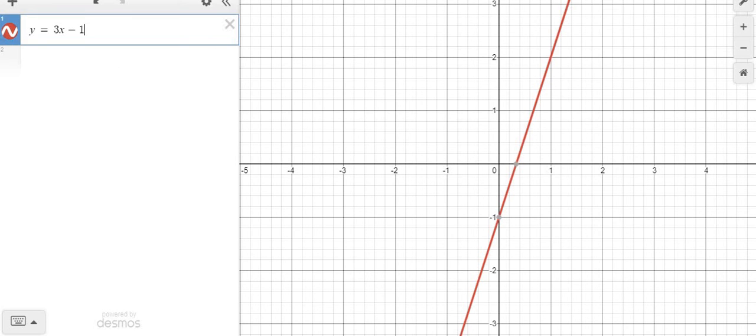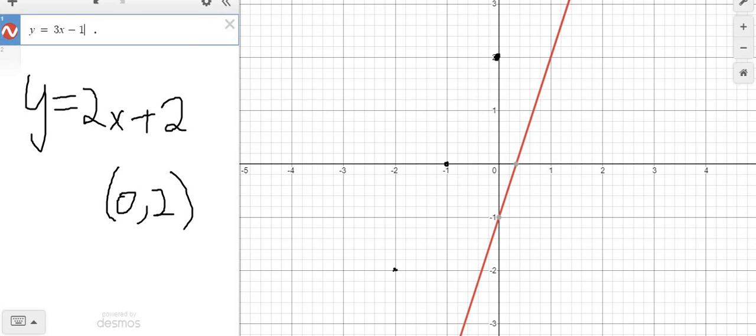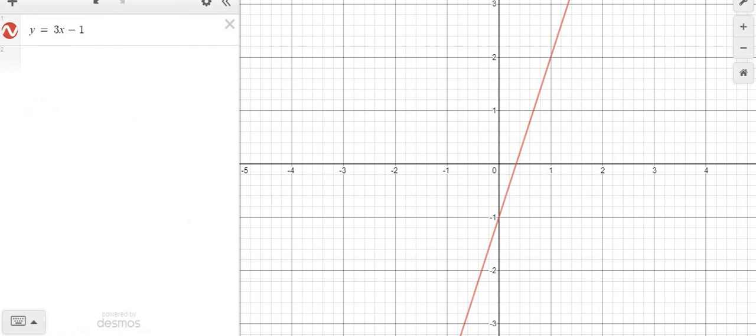So let me undo all of this. We can just write y equals blank x minus 1, because we know after every slope there is an x. Now we have to find the slope.